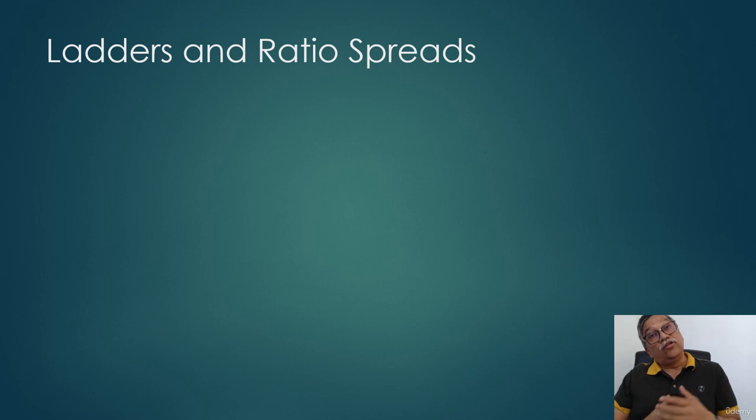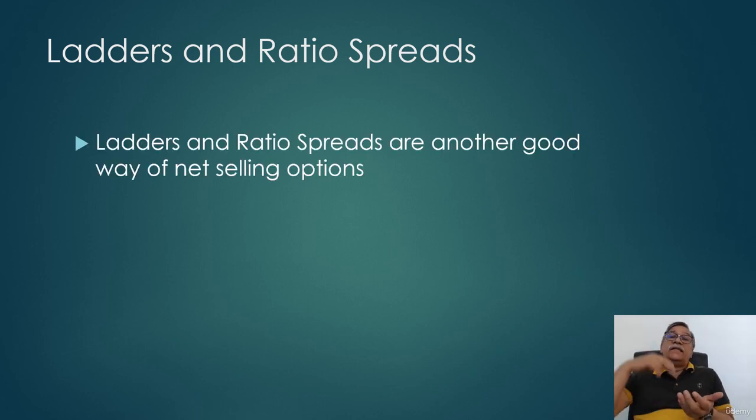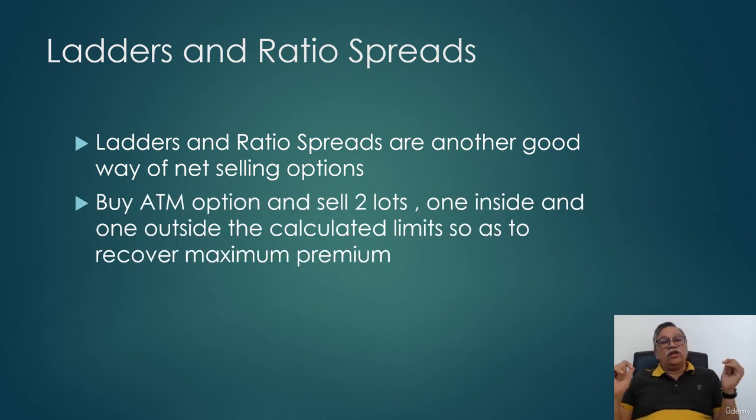Ladders and ratio spreads. Now these are actually working fantastic with respect to VIX. You buy at the money call and sell two calls out of the money. Which out of the money? Slightly above the upper limit. So net you are sold two lots, you have bought only one lot. You are buying one lot at the money and selling two lots out of the money. These out of the money lots will give back a significant quantity of premium to you. And as the stock starts going up, first you are going to make money and you are not expecting it to go above the upper limit, right?